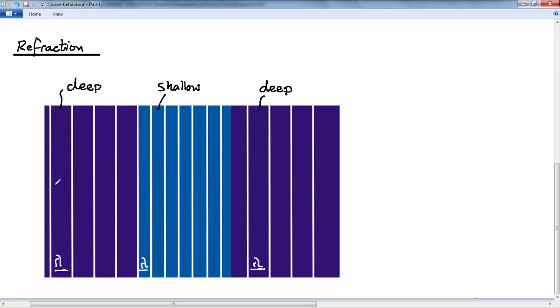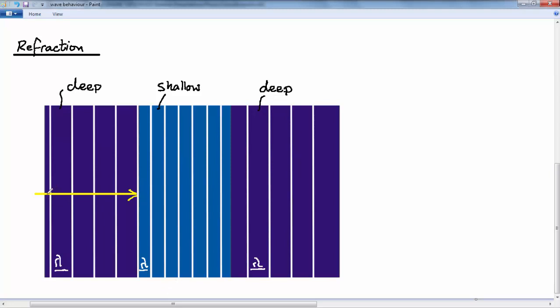When refraction occurs, the direction of propagation or direction of travel changes as the wave moves from one medium into another. But this isn't observed if the direction of travel of the wave is perpendicular to the boundary between the two mediums. In this case, the boundary between the deep and shallow water is perpendicular to the direction at which the wave is travelling, so there's no change in direction of the wave.